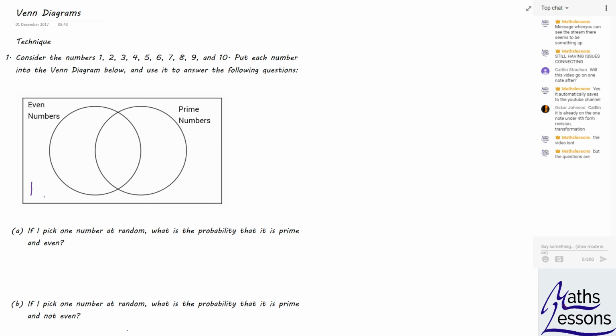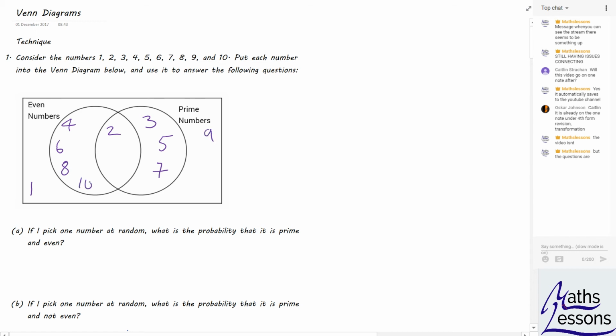So 2 is prime, but it's also even. 3 is prime because it's 1 times 3, and not even. 4 is even but not prime because it's got factors 1, 2 and 4, so that's 3 factors. 5 is prime. 6 is not prime but even. 7 is prime. 8 is not prime and even. 9 is neither prime nor even.